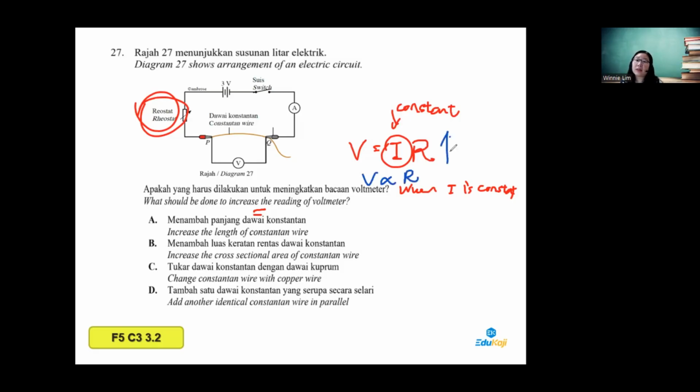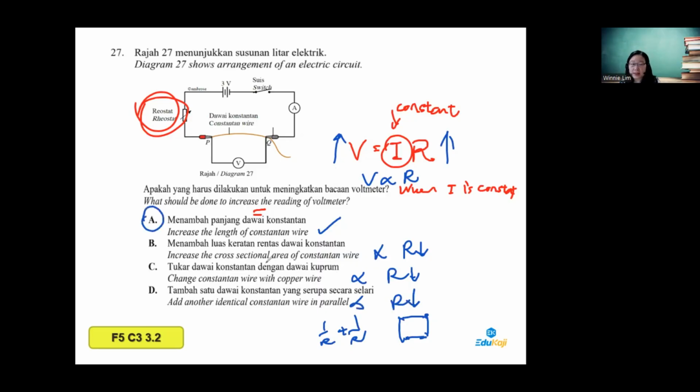When resistance is high, the voltmeter reading is high. So if you look at all these contexts, which one will cause a high resistance? Increase the length. Increase cross-sectional area is wrong, it lowers resistance, right? Changing the conductor wire to copper wire is also wrong, it will cause a lower resistance. If you put two wires in parallel, you use the idea of 1 over R plus, so you will cause the total resistance to be lower also. So the answer is A for this context.